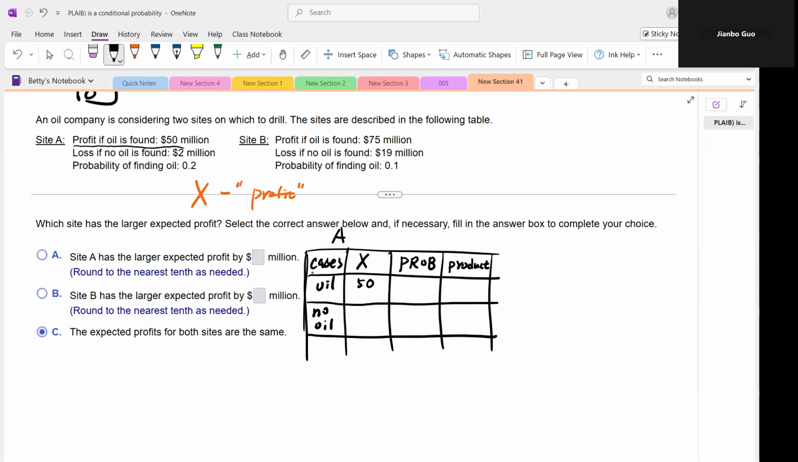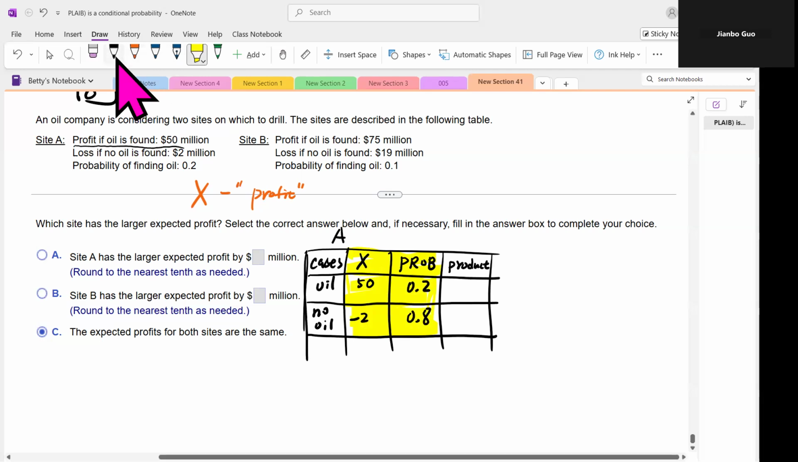If the oil is not found in the site, then the loss is 2 million. Loss is 2 million means the profit X is negative 2, apologize. So profit is negative 2 million, means the loss is 2 million. The probability of finding oil is 0.2. Then the probability not finding oil would be 0.8. The probabilities in the column must add up to 1.